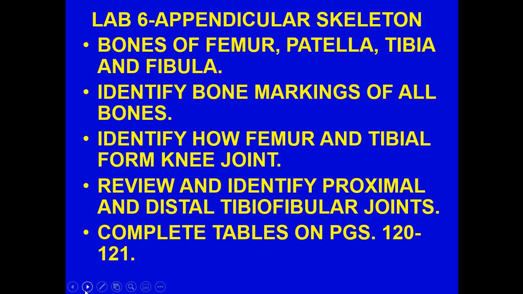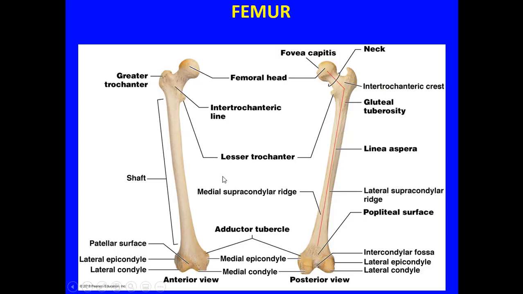You are to review and identify the proximal and distal tibiofibular joints, and you are also to complete the tables on pages 120 and 121. This again is not necessarily the structure for your hand in, but it is going to help you to really comprehend the bones, the bone markings, etc., of these lower limb bones.